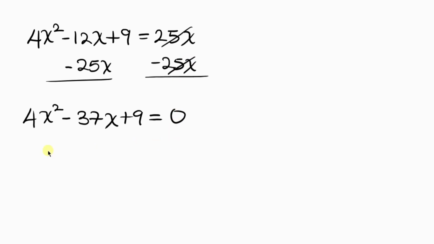Now we have a quadratic equation, and we're going to be using the factorization method to solve this. So the first thing we're going to do will be for us to use 4 to multiply 9. So 4 times 9 is 36. So what are the factors of 36?